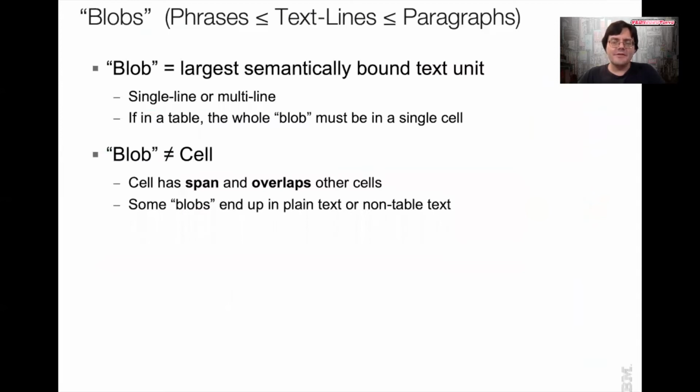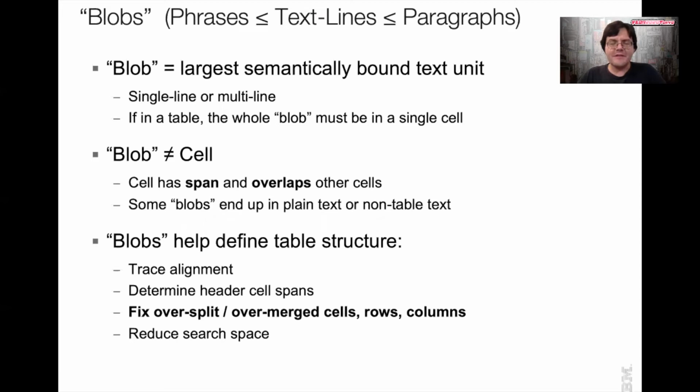So yet a third way would be to identify semantically bound units of text first, which we can call blobs. Other papers may use different terminology. So phrases, text lines, paragraphs. A blob can be a single line or multi-line. A blob has to belong to only one cell of the table, although one cell may potentially contain more than one blob. Some blobs, of course, may just be plain text and don't belong to any table.